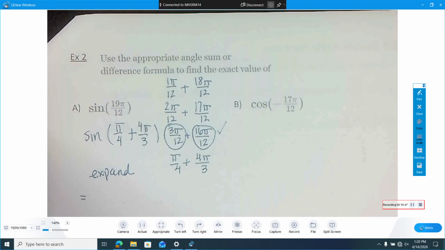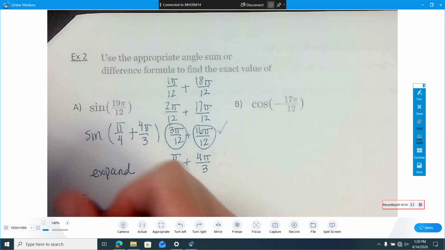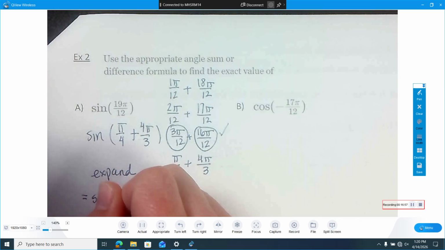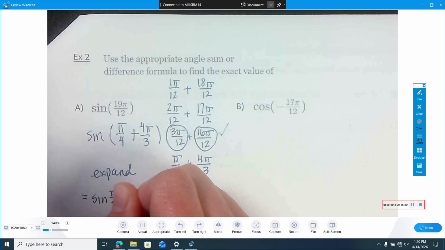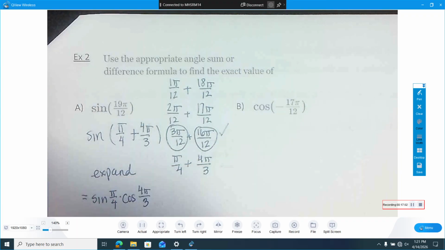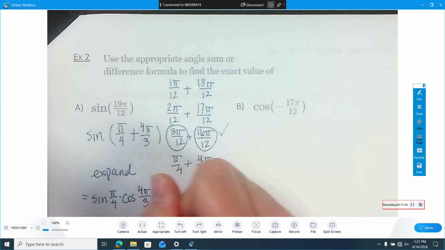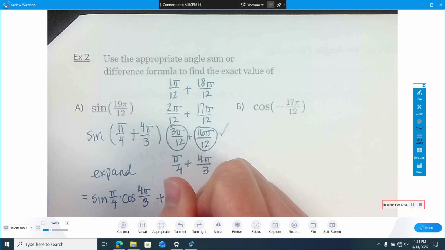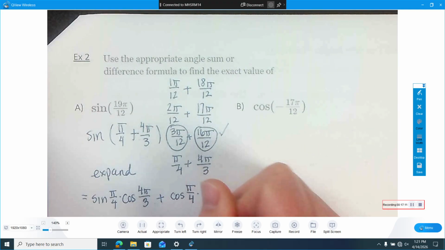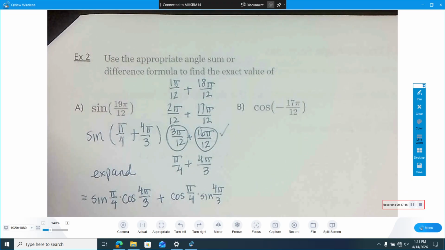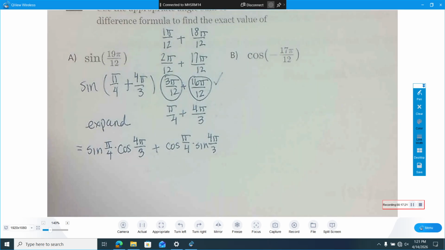Thinking? Taking a moment? Okay. All right. What's the expansion for sine? Keep the sign. Good. So sine of the first angle times cosine of the second angle. Keep the sign. Sine, cosine, cosine, sine. So cosine of the first angle times sine of the second angle. So I'm plugging in my angles there. And now I just get to use my unit circle to clean it up.